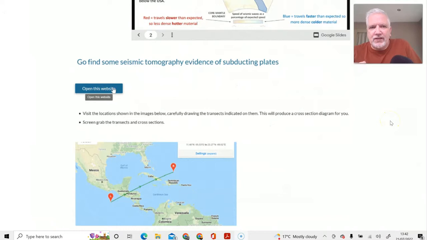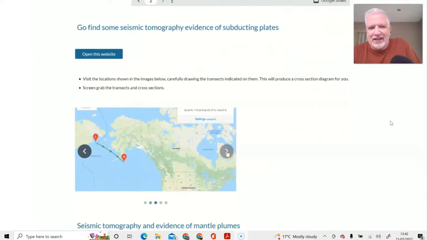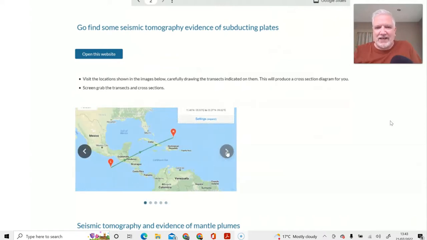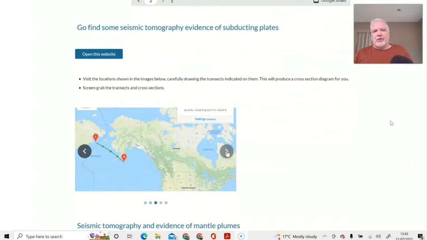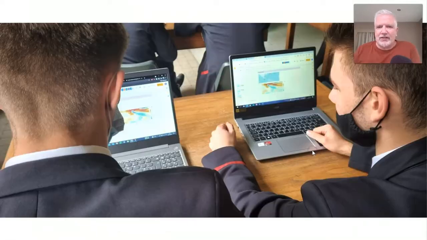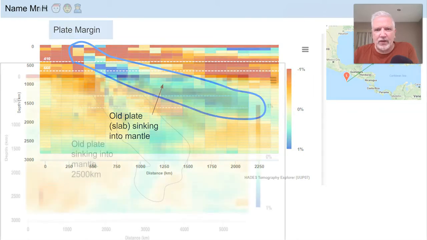Having introduced that to them, I let them go into that website, and then I've given them a series of transects that I want them to go and draw and collect themselves. And once they have done that, I'll get them to use what I call a digital jotter, and they will copy and paste these into Google Slides, which will allow me then to go and see what they're doing. Now, I was able to demo this for them. Here's a way of showing how to go about doing it.